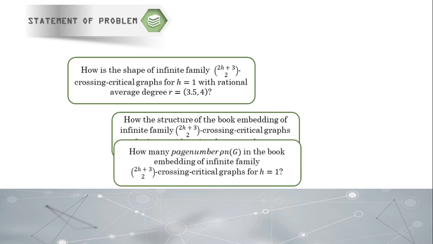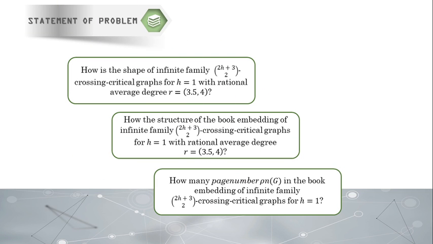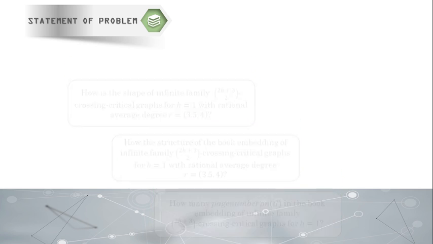Statement of problem. How is the shape of infinite family to h plus reduced to crossing critical graph for h equal 1 with rational average degree R element 3.5 until 4? How is the structure of book embedding of infinite family crossing critical graph, and how many page number in the book embedding of infinite family graph?